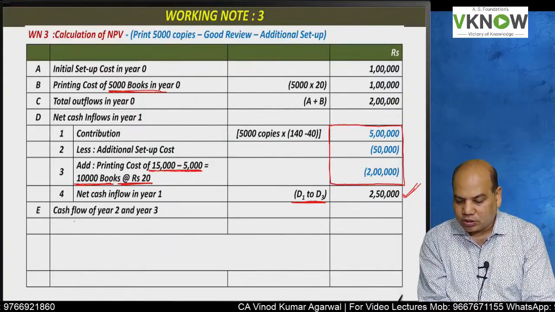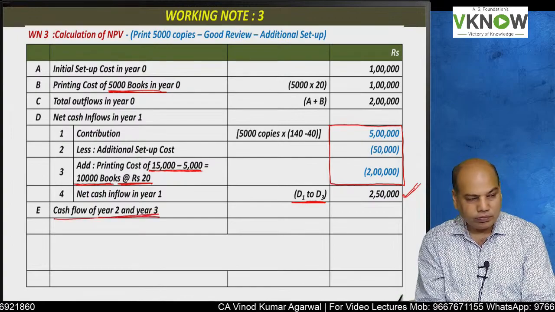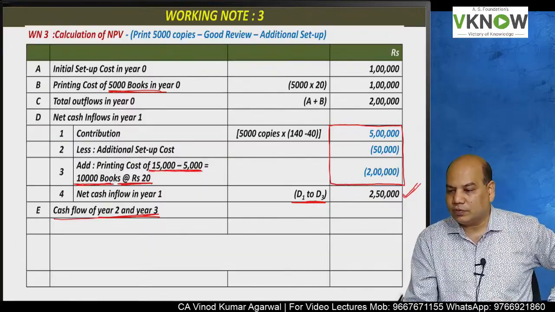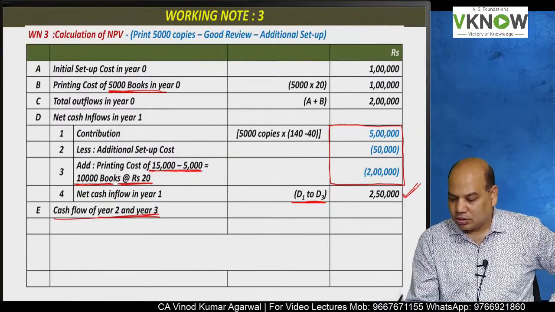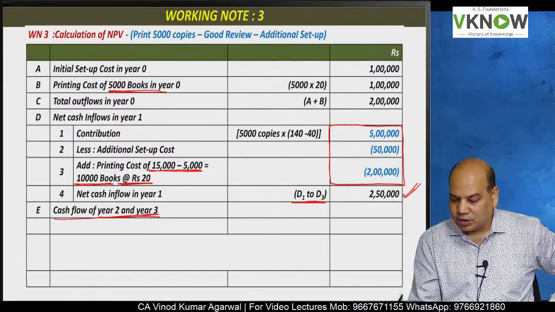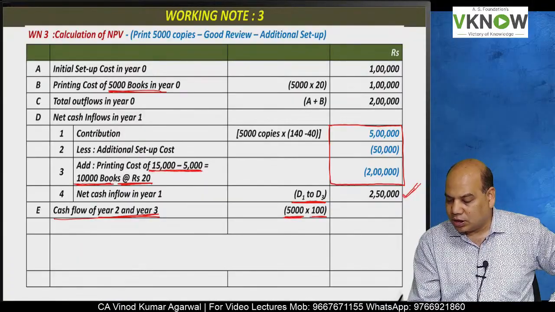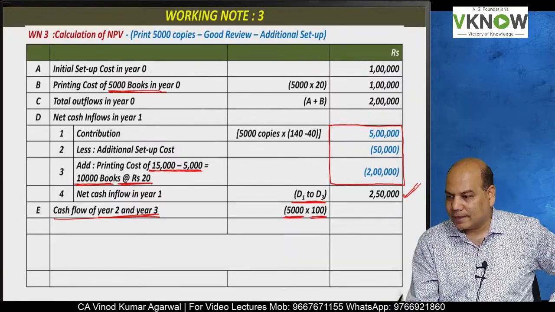Now write down cash flow of year 2 and 3. Year 2 and 3 will be simply, you are going to sell 5,000 copies, 100 rupees contribution.